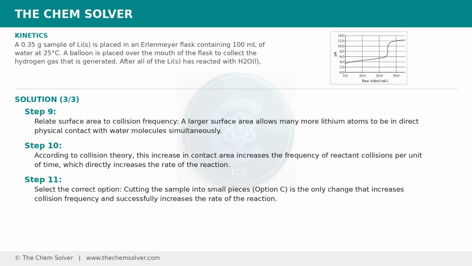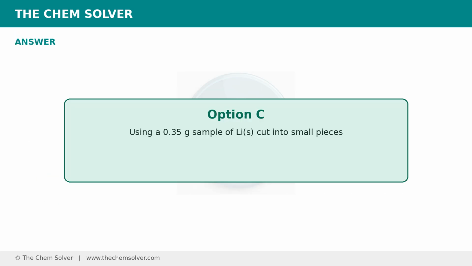Select the correct option. Cutting the sample into small pieces, option C, is the only change that increases collision frequency and successfully increases the rate of the reaction. The correct answer is option C, using a 0.35 gram sample of Li cut into small pieces.